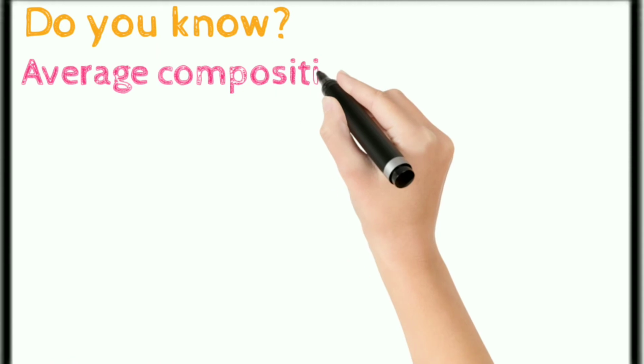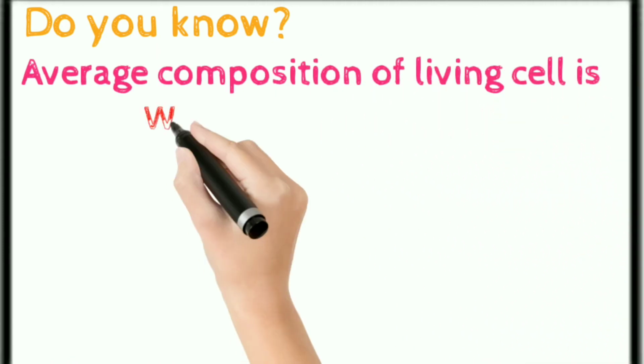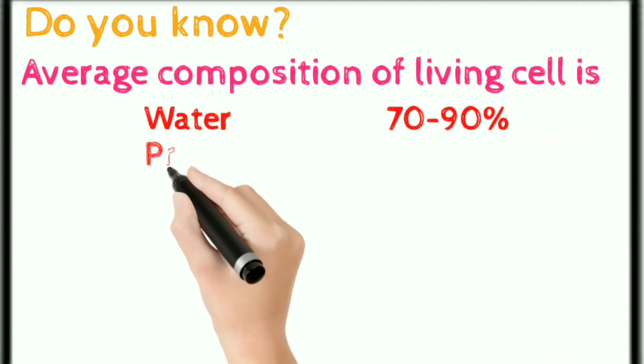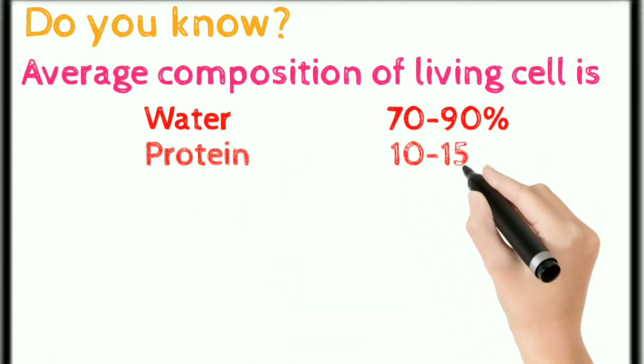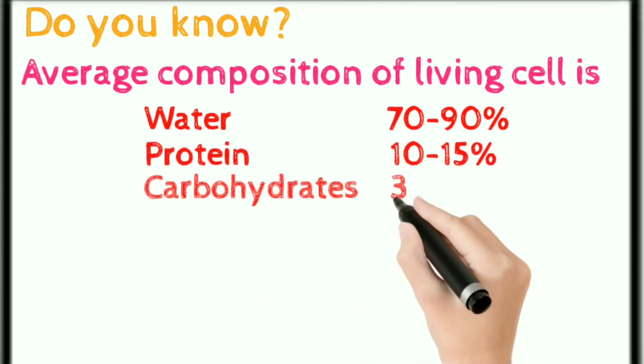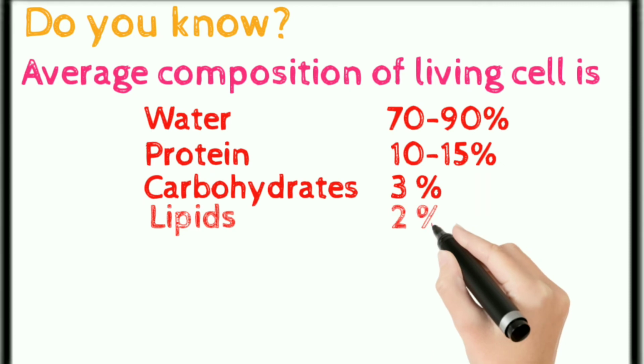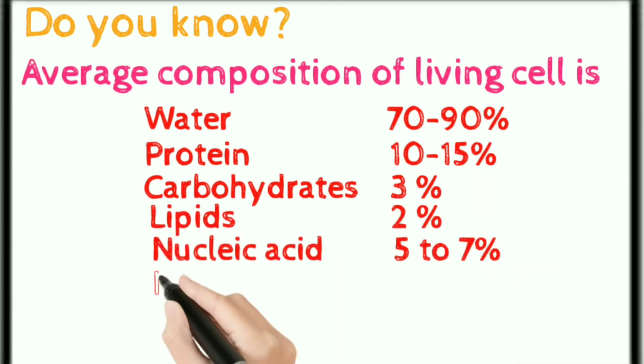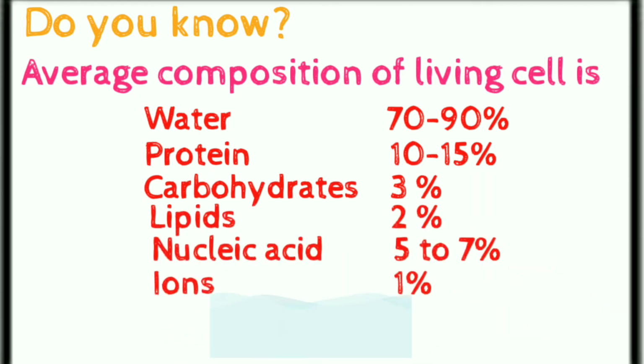Do you know the average composition of living cells? Water 70 to 90%, protein 10 to 15%, carbohydrates 3%, lipids 2%, nucleic acid 5 to 7%, ions 1%.